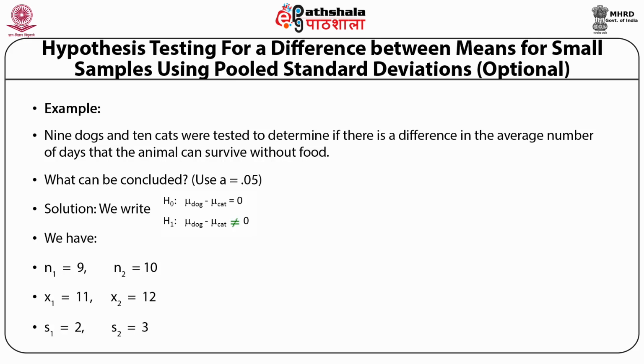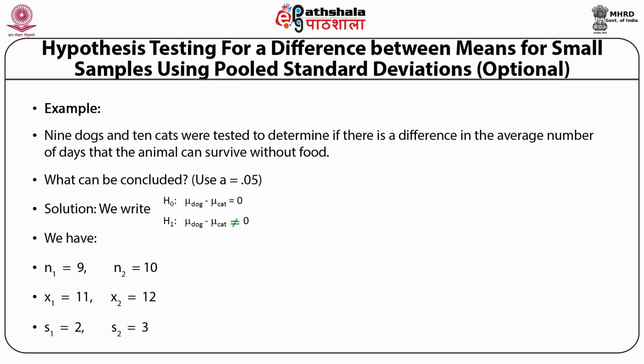The previous example was of a large sample and this is of a small sample, but almost the procedure is the same, and you can see the hypothesis made is again the same type of hypothesis: mu dog minus mu cat is equal to 0. It means we assume that there is no difference between their survival time without food between cat and dog, and we are testing that. For n1 the sample size is 9 and n2 is 10, and then their mean and standard deviation are given. We have put them into the formula.